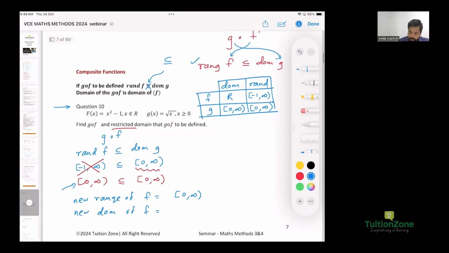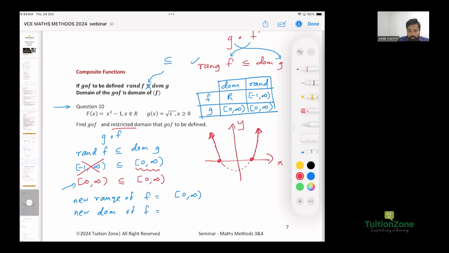Let me draw the diagram. What's the F equation? F is like a parabola, so it's somewhere around this graph. So how do you restrict my graph to make it according to the given range? What's the range? 0 to infinity. So make sure we keep only 0 to infinity on the range, which means above the x-axis. So I'm going to keep this section of the graph.